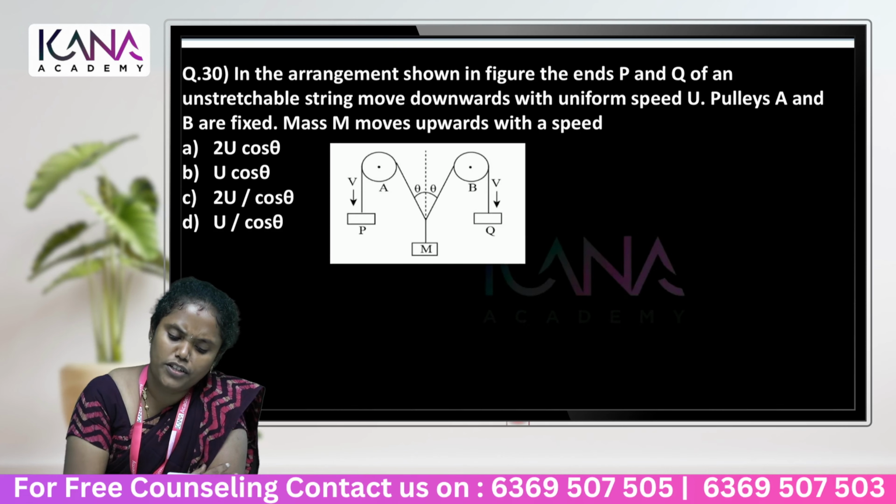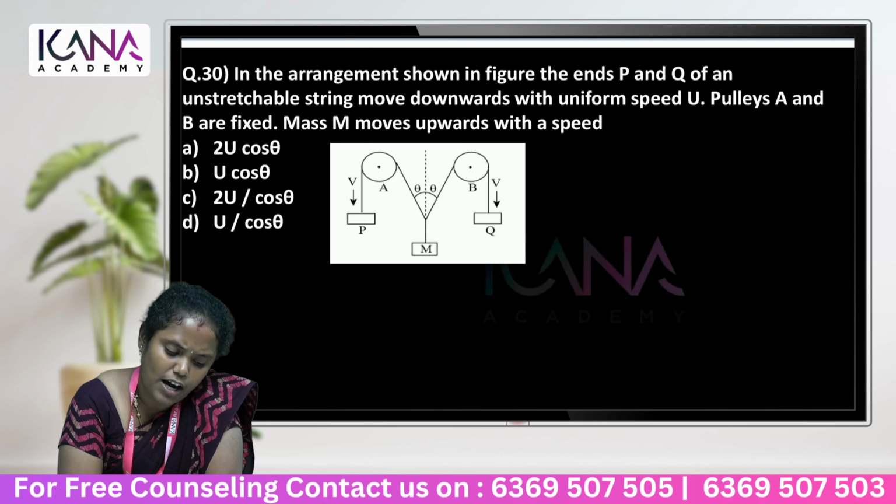The arrangement shown in the figure, the ends P and Q of an unstretchable string move downwards with uniform speed u. Pulleys A and B are fixed. Mass M moves upwards with a speed of.